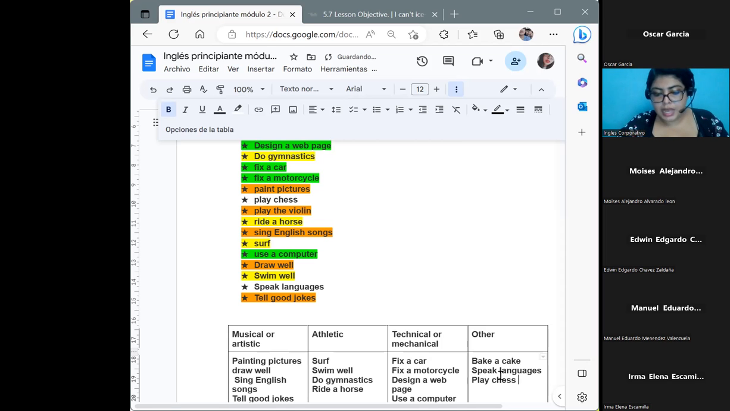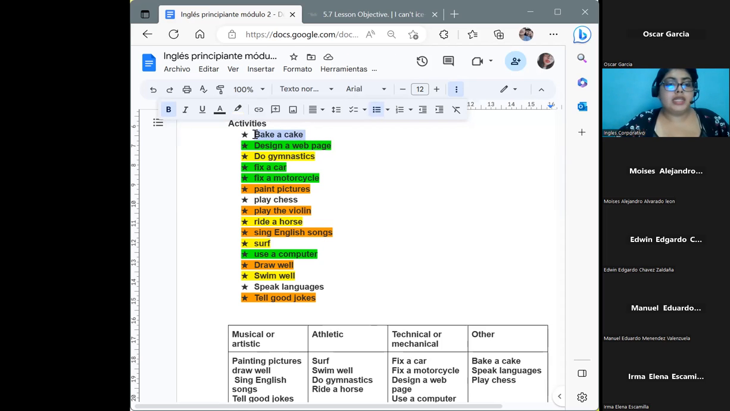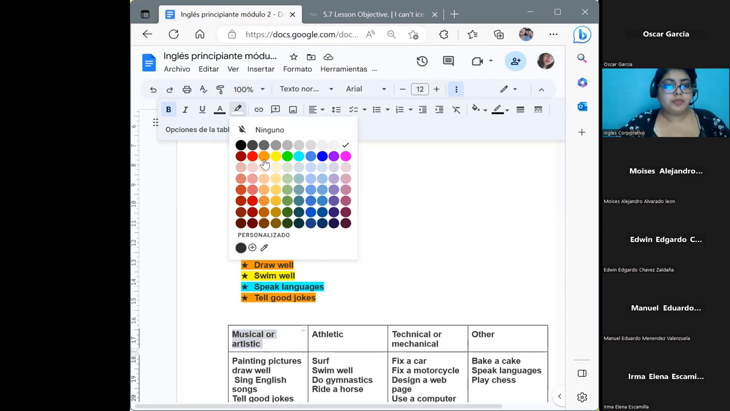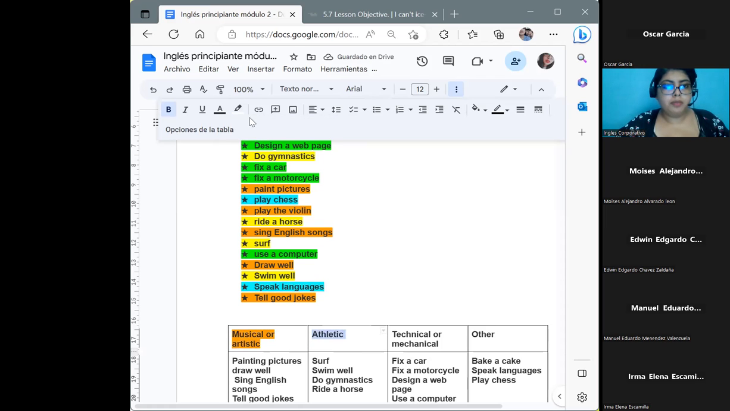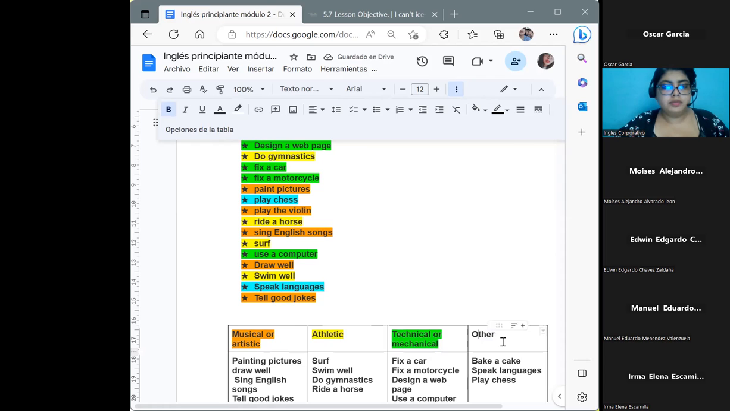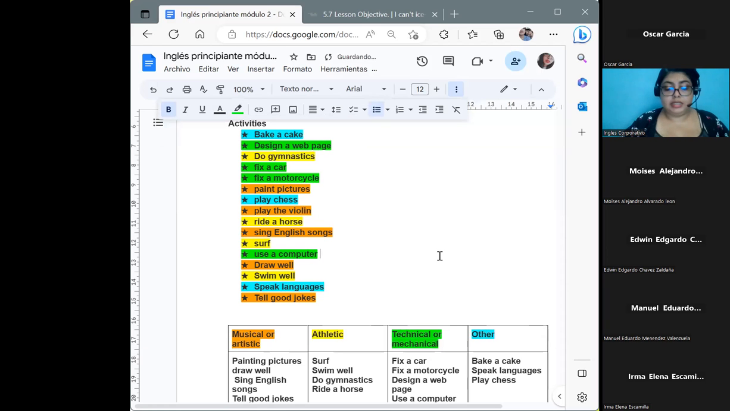Aquí tenemos ya nuestras actividades, ¿verdad? Que corresponden a cada una de estas categorías. Ya tenemos el de musical y artístico. También tenemos el de atlético, que entra en lo técnico y lo mecánico, y que entra en otras categorías, ¿verdad? Diferentes, como lo es la cocina. Así que solo voy a marcar por acá los colores. And this one is other. Okay. So now it's complete.